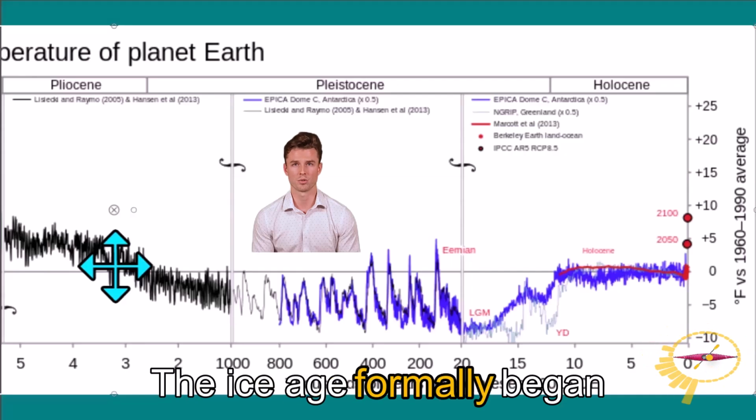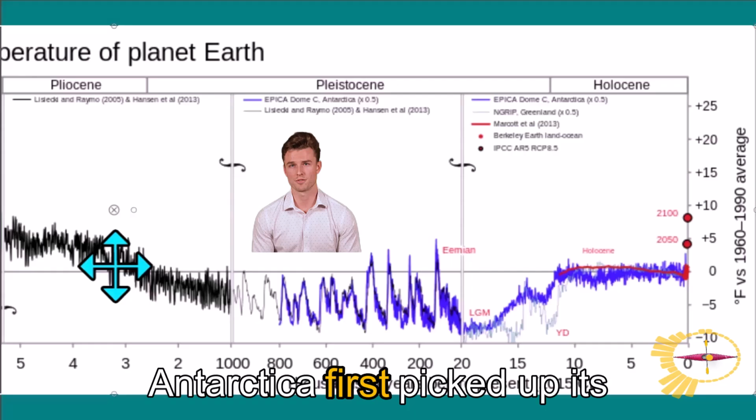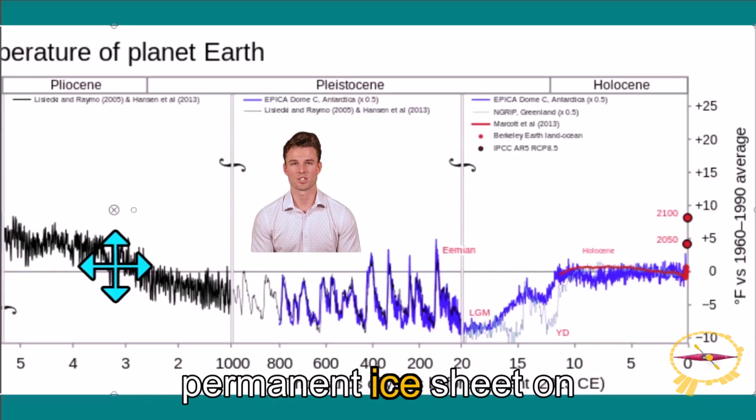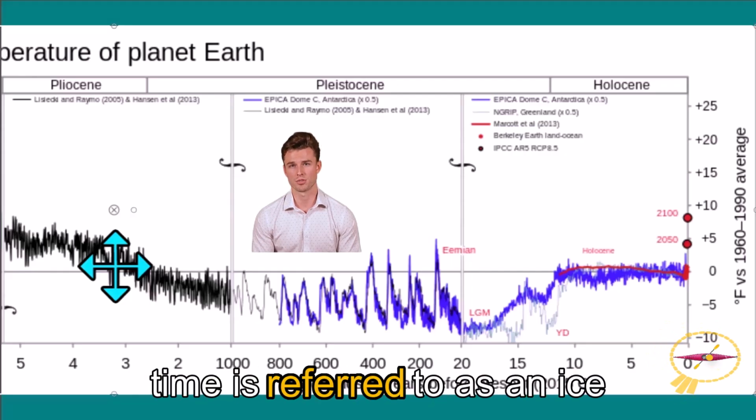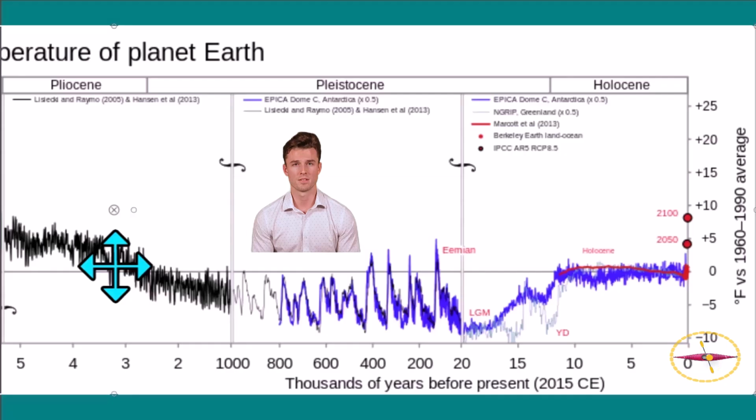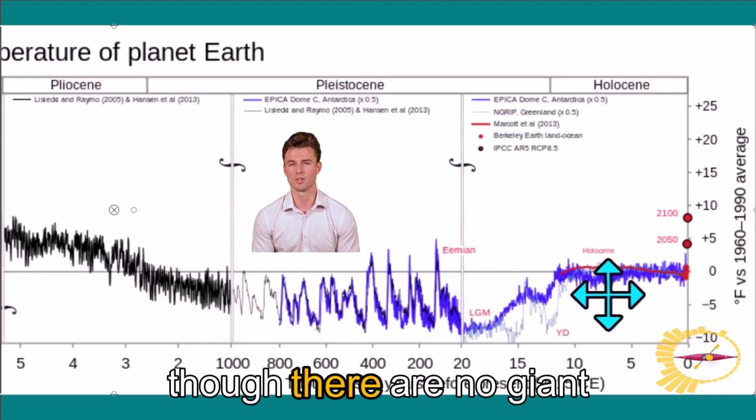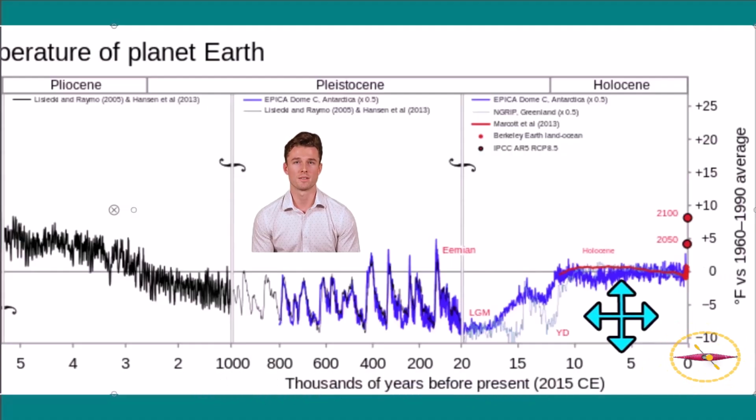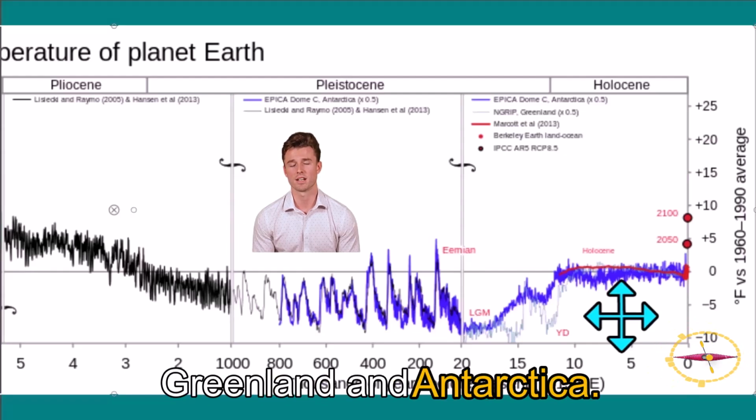The Ice Age formally began back in time about 33 million years ago, when Antarctica first picked up its ice sheet. Anytime there is a permanent ice sheet on either the north or south or both poles, that period of time is referred to as an ice age. And we are in an ice age even though we have mild temperatures and even though there are no giant glaciers over North America, Europe, and Northern Asia. However, there is a permanent ice sheet over Greenland and Antarctica.